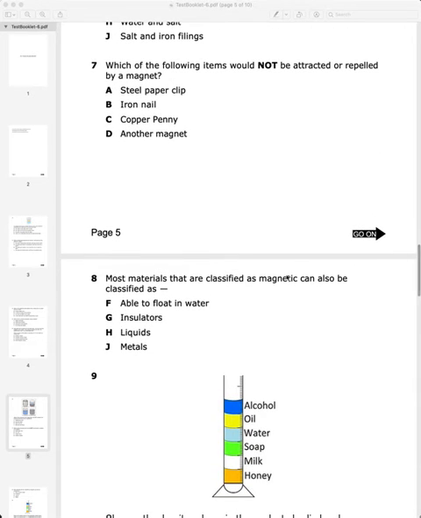Number 7. Which of the following items would not be attracted or repelled by a magnet? A. Steel paperclip. B. Iron nail. C. Copper penny. D. Another magnet.